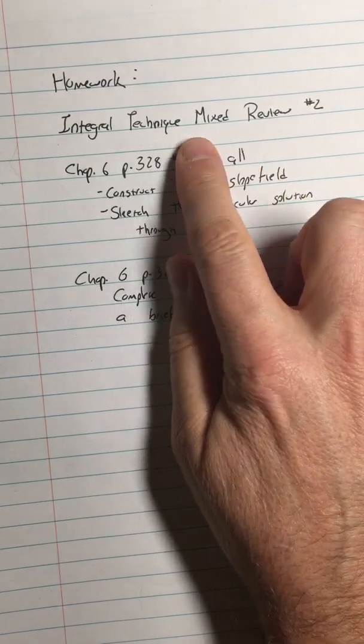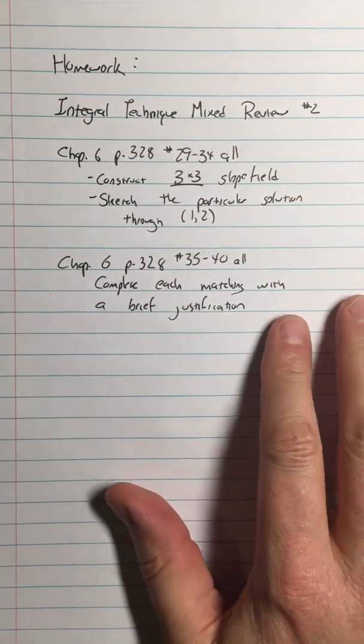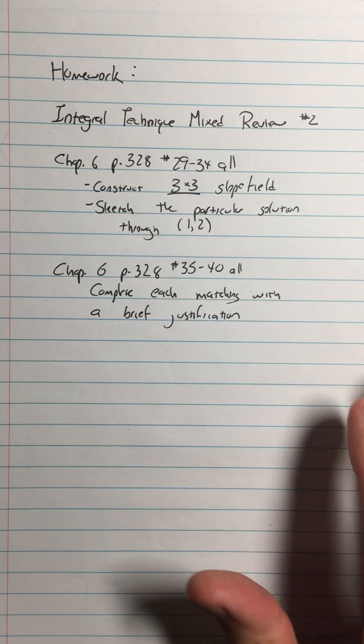So here's the homework assignment. I'm doing something a little bit weird. So first of all, we've got the mixed integral review. That's just 7 problems. They're hard, but it's only 7 problems.